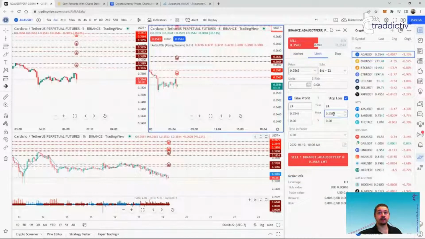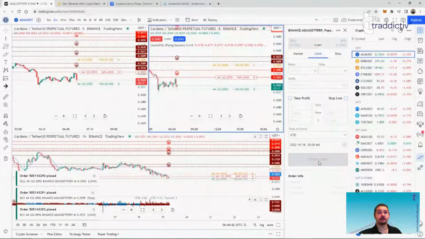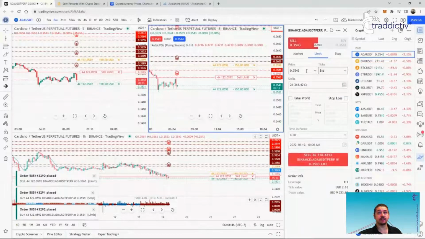All right, we do add a little bit of room here on Cardano. So 99 looks good. And we're going to risk 150 on that trade. Sell that there.